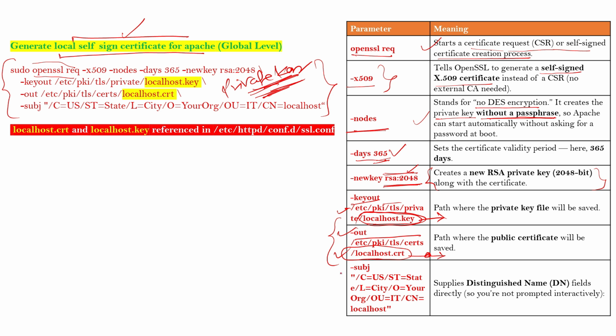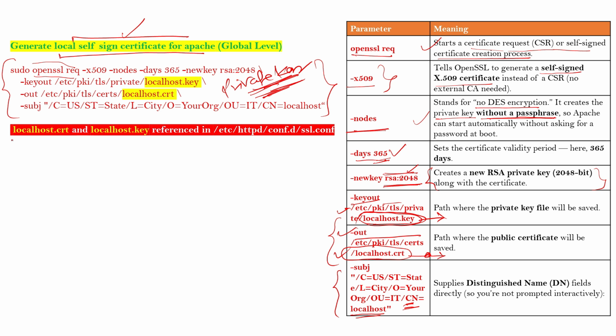Okay, and last, in the subject we specify our identity and then our CN. Because we are generating a self-signed certificate, we can give localhost for this CN. But when we purchase a certificate for our website from a third-party CA authority, for this CN we give our complete host name, our website name. So these are the important parameters that we specify when we generate the certificate.